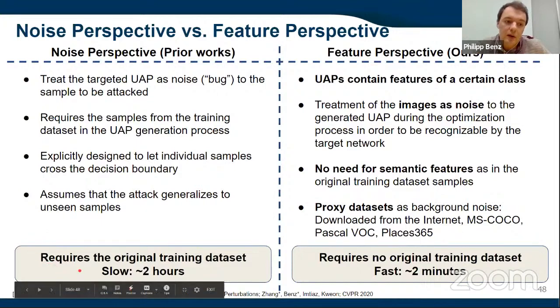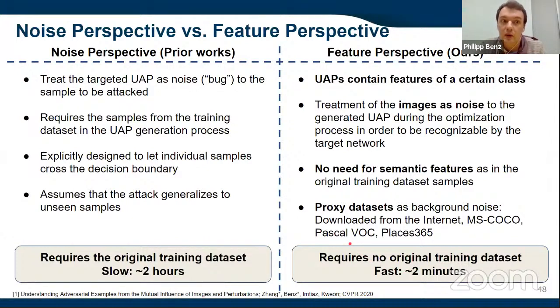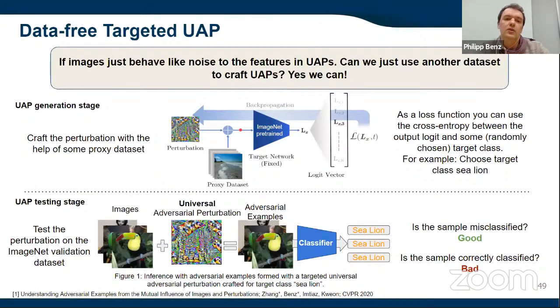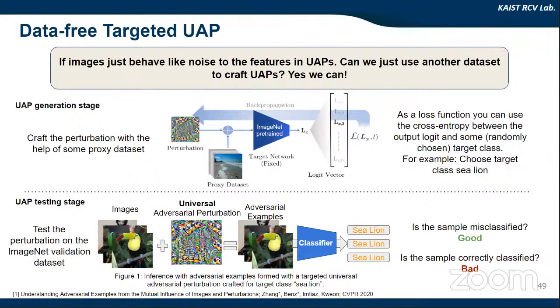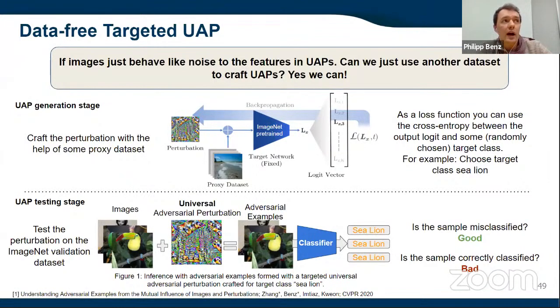What I mentioned before, crafting universal adversarial perturbations with DeepFool takes around 1 or 2 hours. But we can craft those perturbations quite rapidly with the algorithm that I have also shown previously. And now with this conclusion that those images only behave like noise to those perturbations, we thought, well, then those images seem not to be that important, and we can just exploit any other images to craft our universal perturbations. So we just take a proxy data set, which is not the original training data set, and we craft universal adversarial perturbations with this proxy data set. And still we get a very, very good attack.